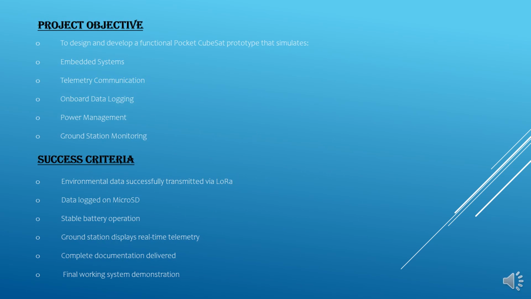The main objective of this project is to design and develop a functional pocket CubeSat prototype. This prototype simulates real satellite operations such as embedded system control, telemetry, communication, onboard data logging, power management, and ground station monitoring. The success of the project is determined by several criteria.